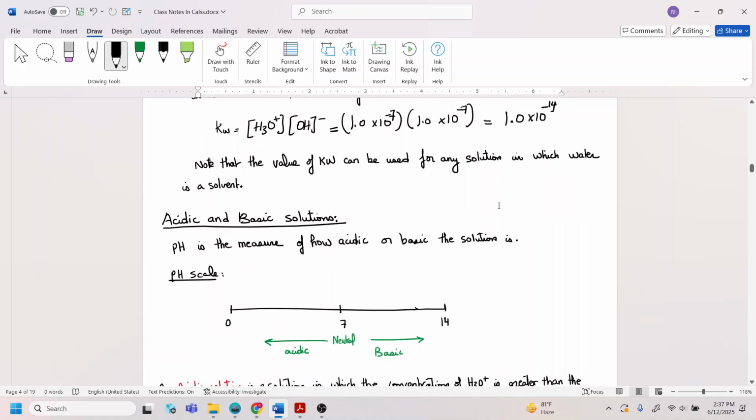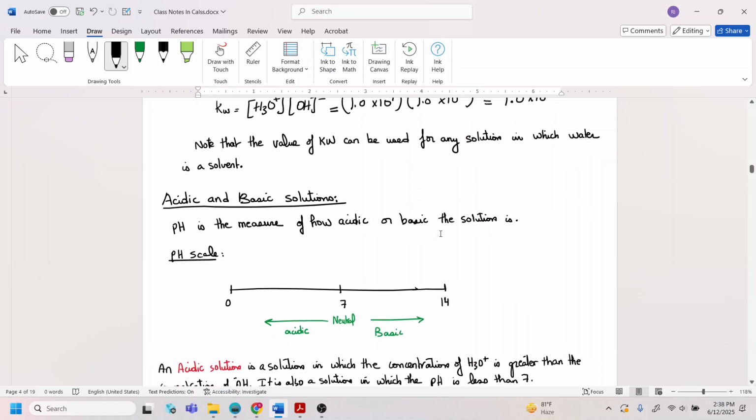Okay, so the value of Kw applies to any solute that is dissolved in water. You do have a Kw in there, and the Kw is 1 times 10 to the minus 14.